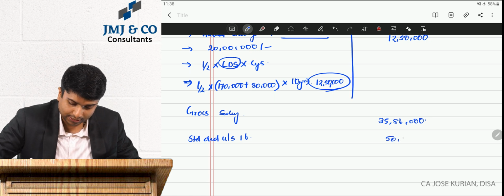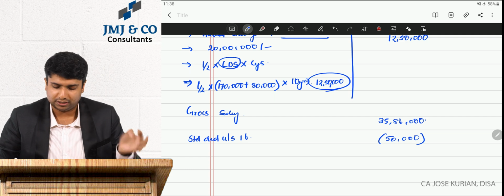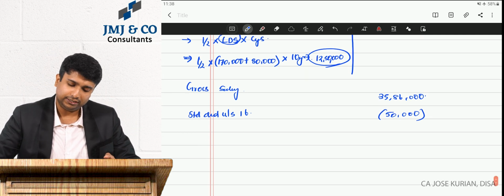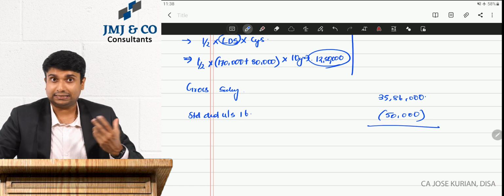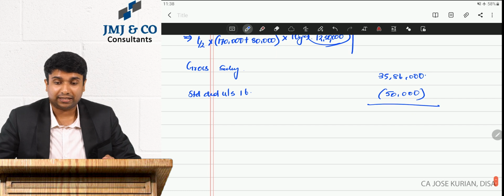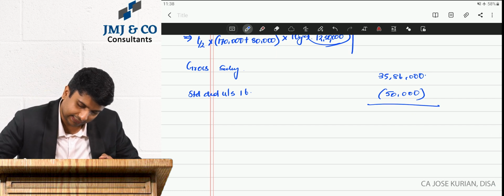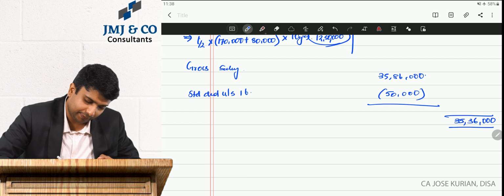It is 50,000, and there is no other deduction available because entertainment allowance is only for government employees, and the question is actually silent about professional tax payment, hence there is no other deduction. So after deducting this 50,000, what would be the net income from the head salary? It is 35 lakhs 36,000. 35 lakh 36,000 is the net income from salary. Alright, let it be there.